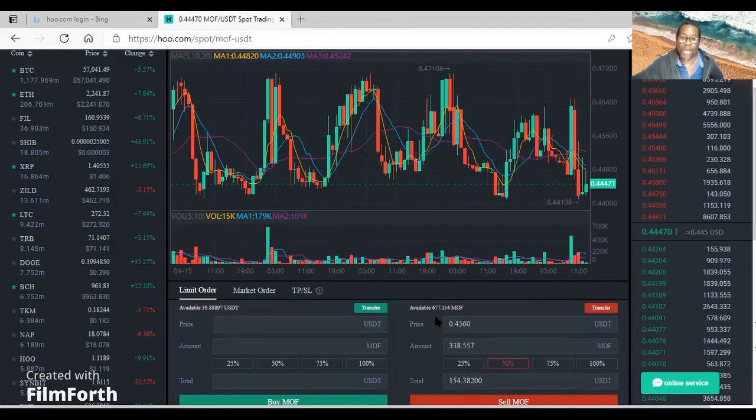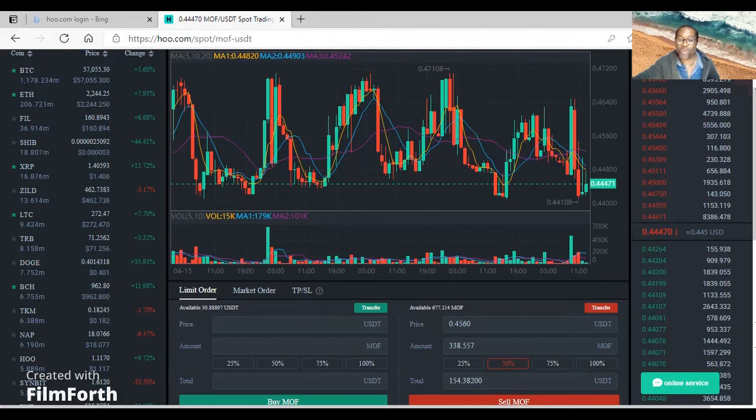You see, I have this balance. So instead of typing whatever, I can simply go here and say 50% of this quantity be sold. So that is 50% of what I have, that is 338.557 MOF, and that will give me around 154.38 USDT. That's dollars. So when I click on sell now, because it is a limit order, it will not be sold immediately.